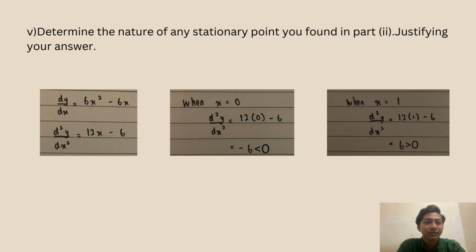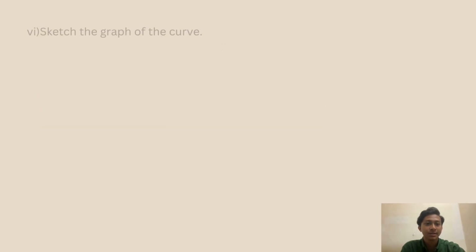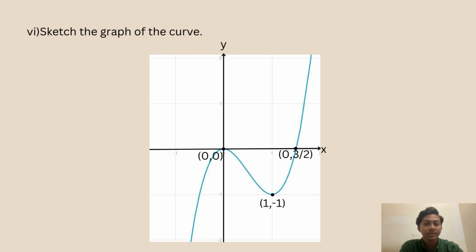When x equals 1, you will get 12 minus 6, so you will get 6. So this is the graph we get from the equation.